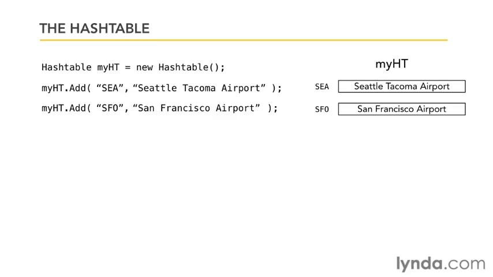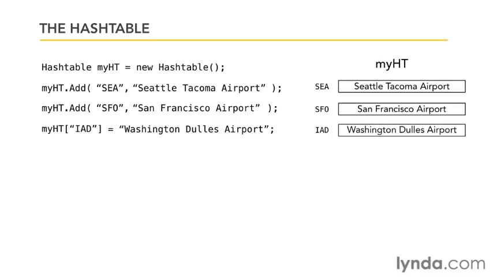I can also use bracket notation. For example, I can say myHT, and then in brackets, I can have the 3-letter code for IAD, which is Washington's Dulles Airport. Using the bracket notation, I would simply use the equals or assignment operator to say myHT["IAD"] is Washington Dulles Airport. And that would also put something into the hash table. That's how you get data into the hash table.